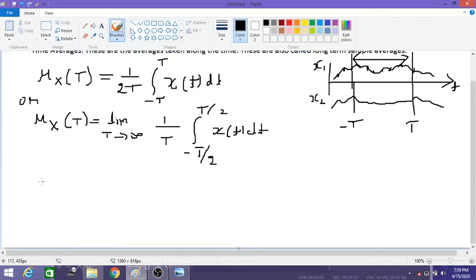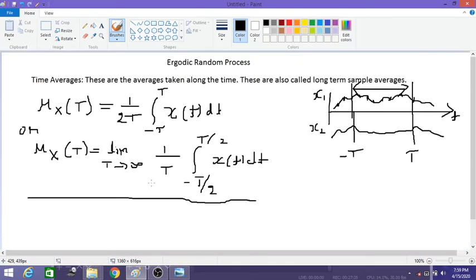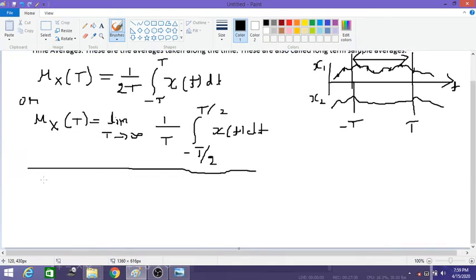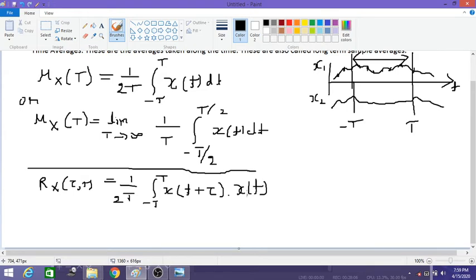Now if I look into the autocorrelation process of this, then the autocorrelation process is defined as Rx of tau comma t equal to 1 by 2t into the integral from minus t to plus t of x of t plus tau into x of t into dt.